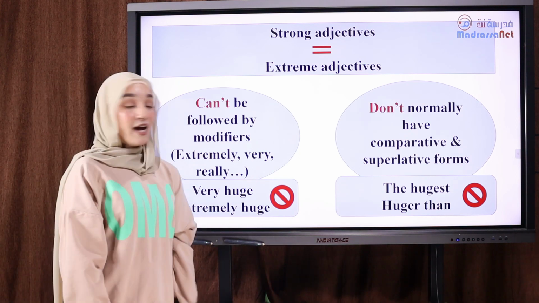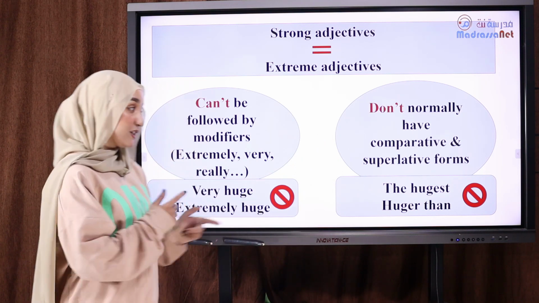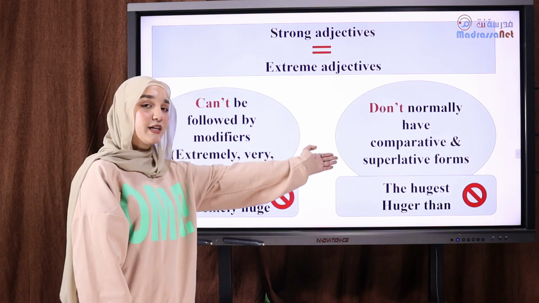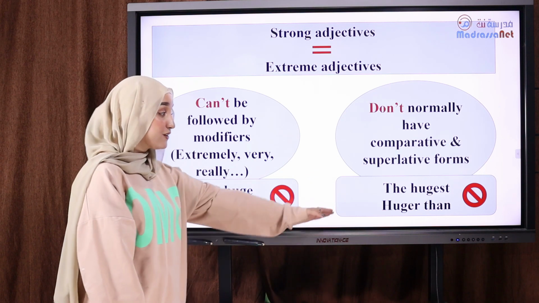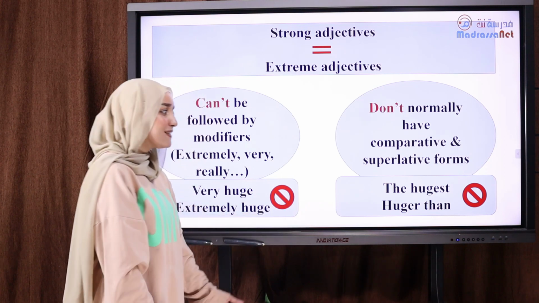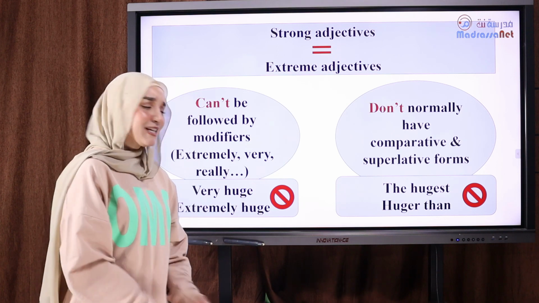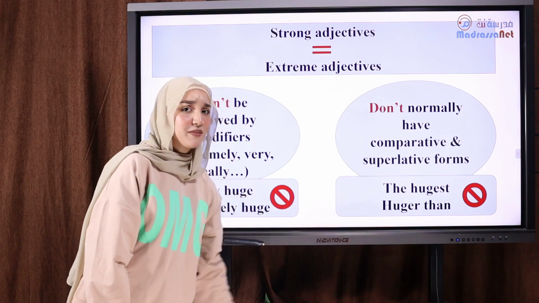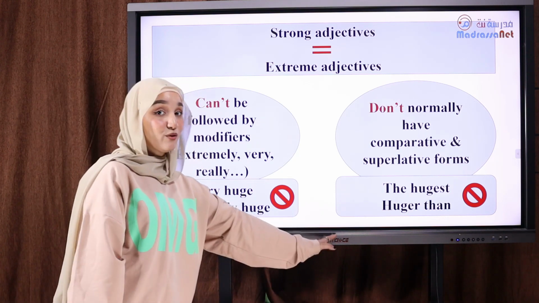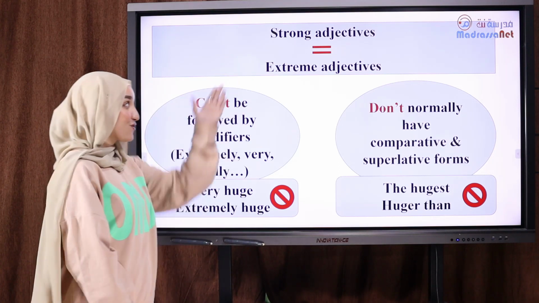So strong adjectives, they don't normally have comparative and superlative forms, which is actually the upcoming lesson. We are going to talk about comparative and superlative. So here's another example. We can't say the hugest. We can't say huger than, okay? We can't say Times Square building is huger than the Eiffel Tower, okay? So we can't use these examples with strong adjectives because they are already strong.